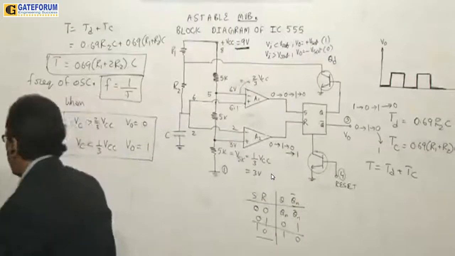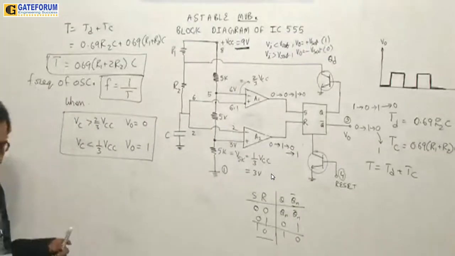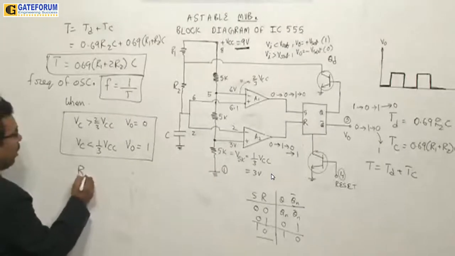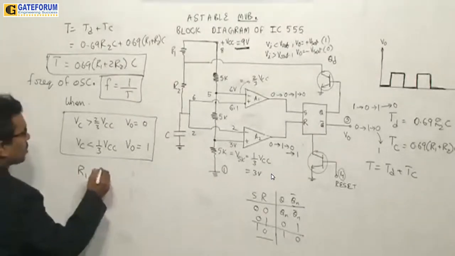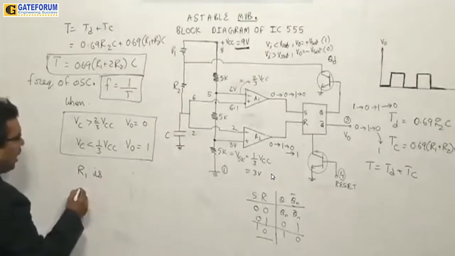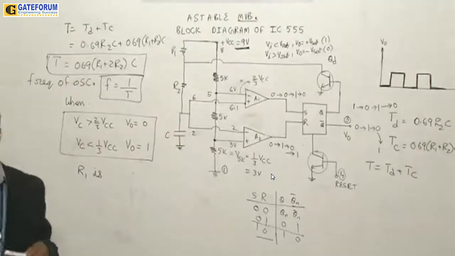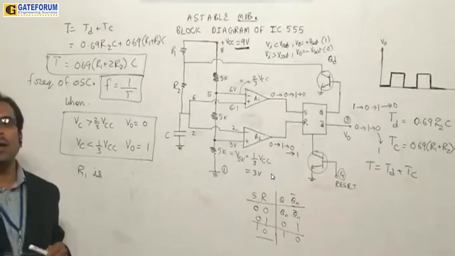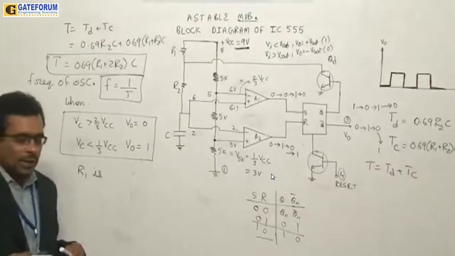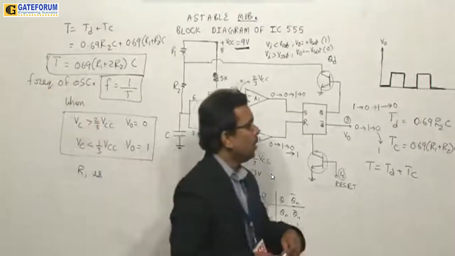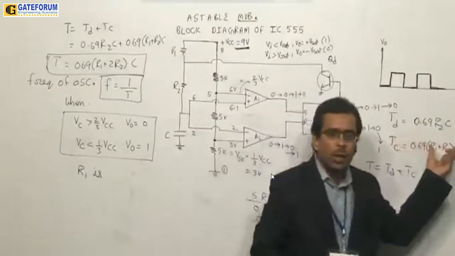And remember, to get a square wave, all of you be careful here. This is very important. R1 and R2 you need to compare. By adjusting the values of R1 and R2, you will get equality. Why? Because the charging time is different from the discharging time. You can see here, you will get a square wave.